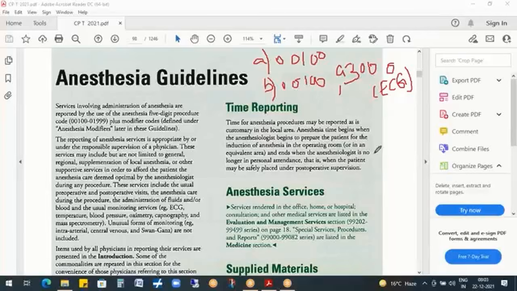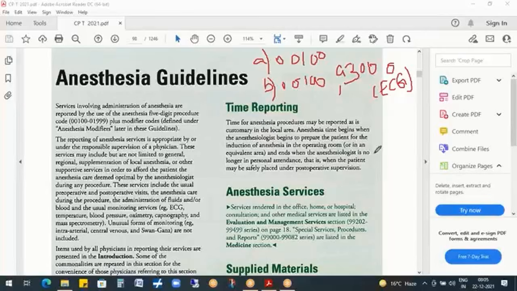Code it separately along with anesthesia codes, when it is performed only by the anesthesiologist.